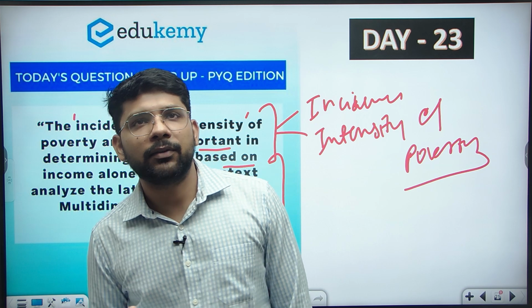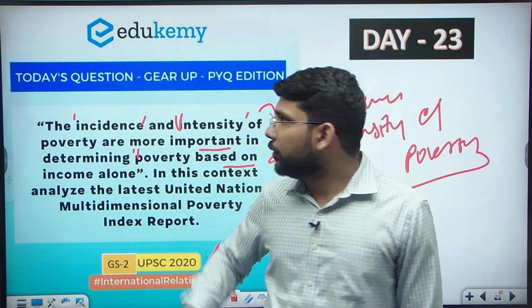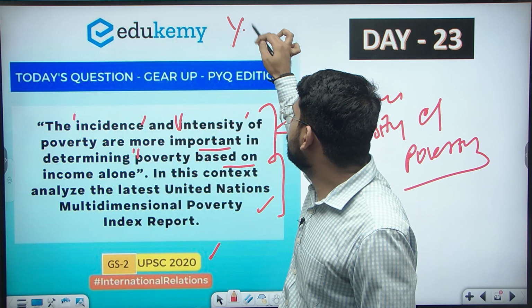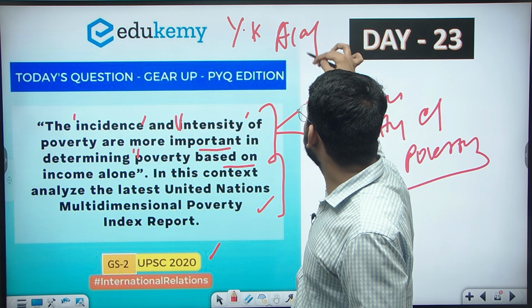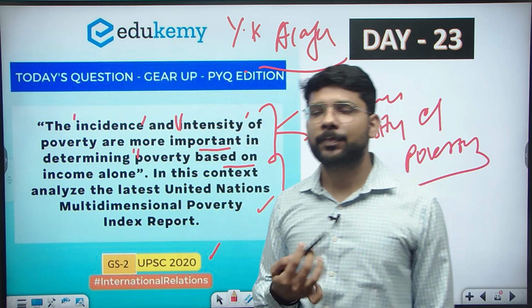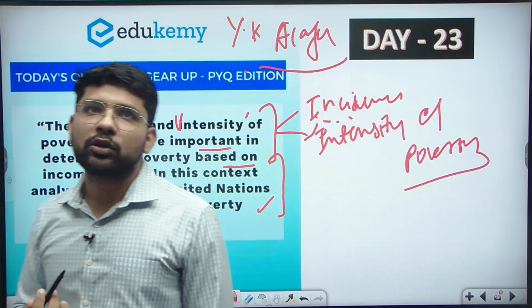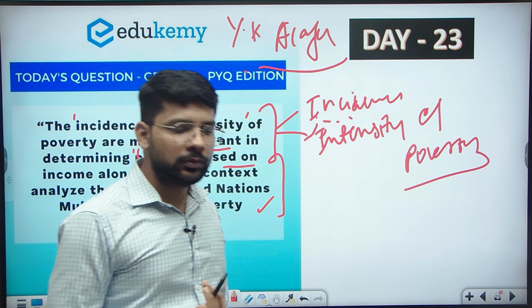In 2023 they may ask a question related to poverty, because of the death of the economist who determined the poverty line, Y.K. Alagh. So we can expect one more question related to poverty in GS2 specifically.